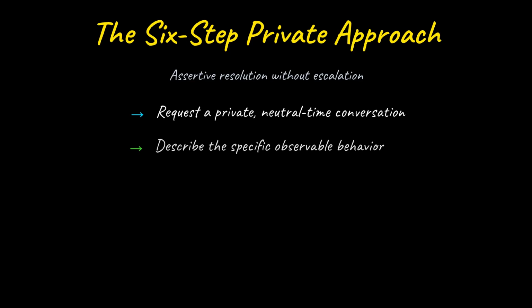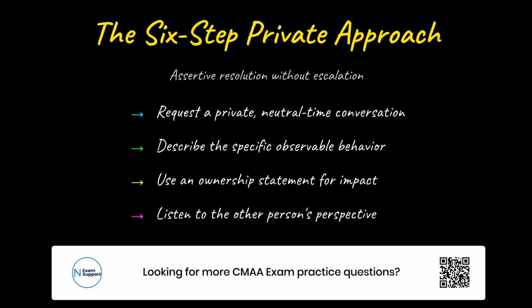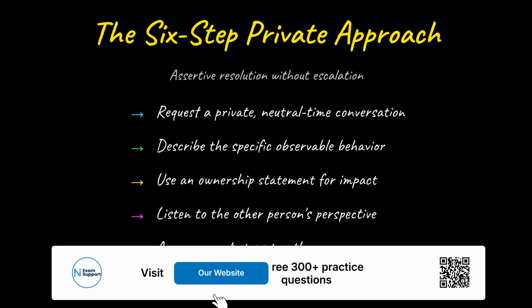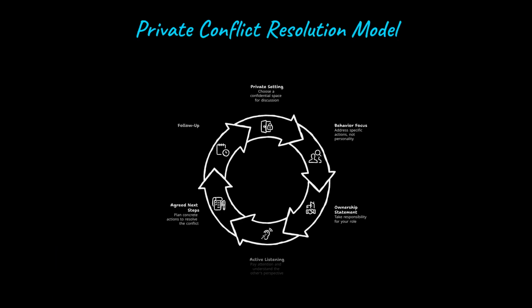Request a private conversation. Describe the specific behavior with concrete examples. Name the impact using an ownership statement. Listen without interrupting. Agree on next steps. And schedule a follow-up to confirm the agreement is holding. Together, these elements form a complete cycle. Each step builds trust and moves the conversation from blame toward a shared solution, with the follow-up closing the loop.